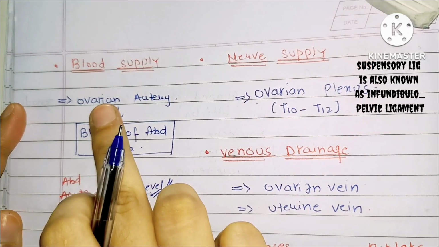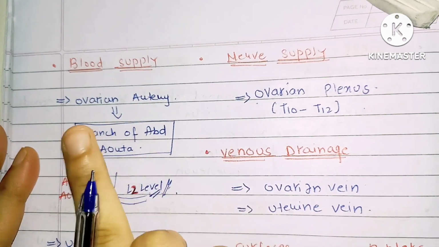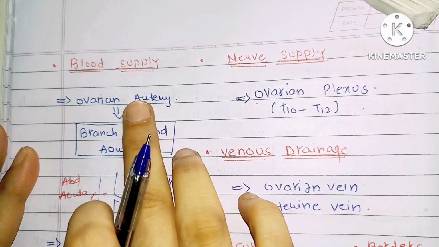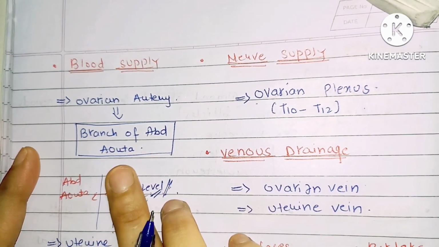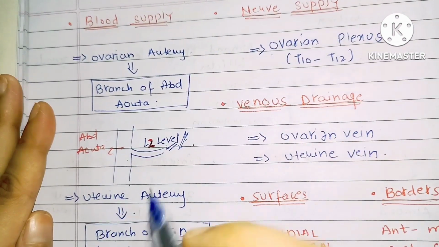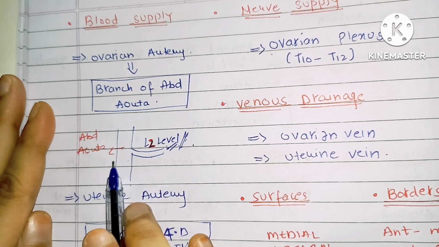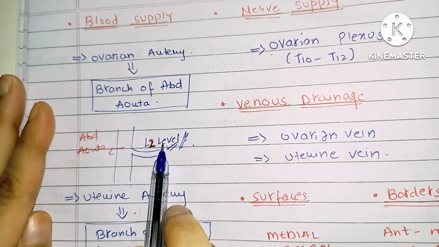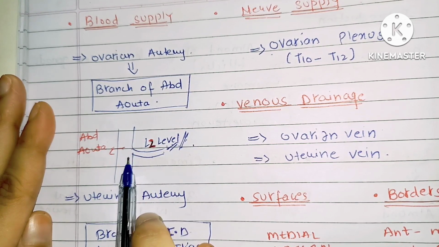Now coming to its blood supply. It's very common that the ovary is supplied by the ovarian artery. This is easy to remember. Now the ovarian artery is a branch of the abdominal aorta. See, this is the abdominal aorta. The artery arises from the abdominal aorta, but at what segment? At the L2 level the ovarian artery arises from the abdominal aorta.